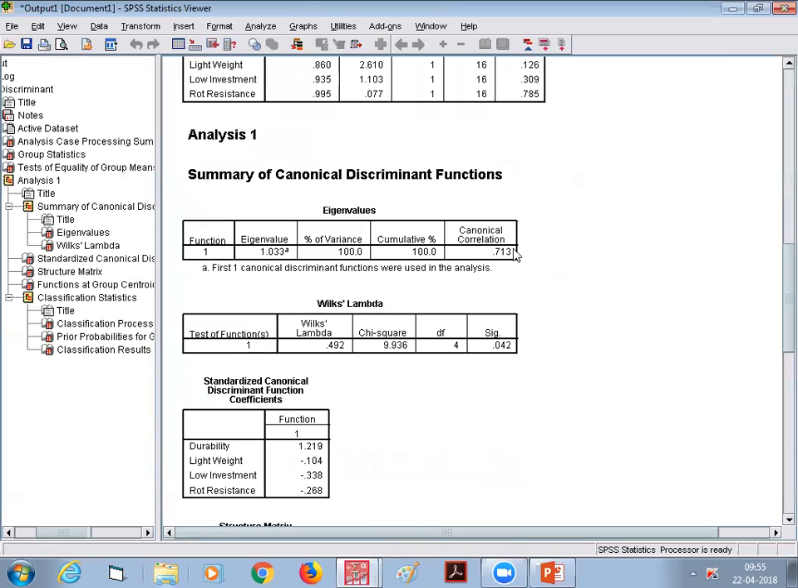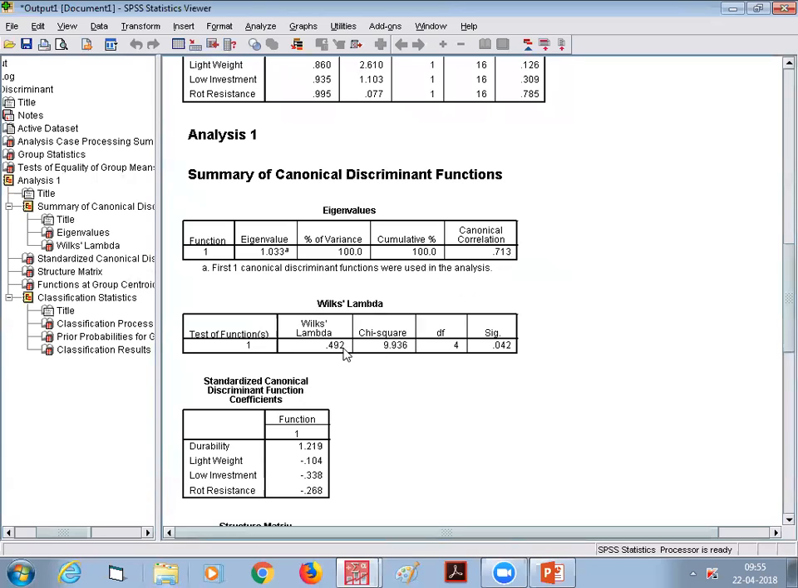This is the canonical correlation. Do you remember? Just now I explained the theory. What is the meaning of canonical correlation? You have to square that value. It will tell you what percentage of variation in the dependent variable is explained by the independent variables. So what percentage? 0.71 squared, that means around 51% it will come. So 51% of the variation in the dependent variable, that is buyer or non-buyer, is explained by these four attributes, like durability, rot resistance, lightweight, etc. That is the canonical correlation interpretation.